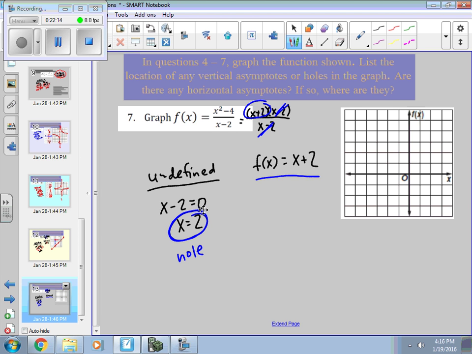So we need to graph what f of x equals x plus 2 looks like. Well, that's easy. Start at 2. Our slope here is 1, so up 1 over 1. And we should have a bunch of points like this.